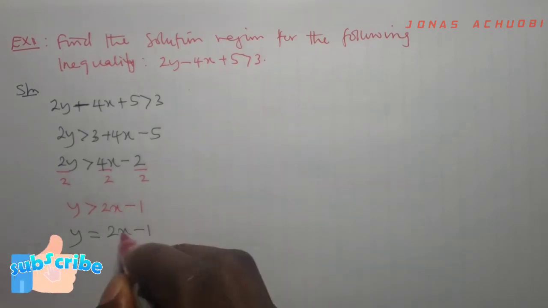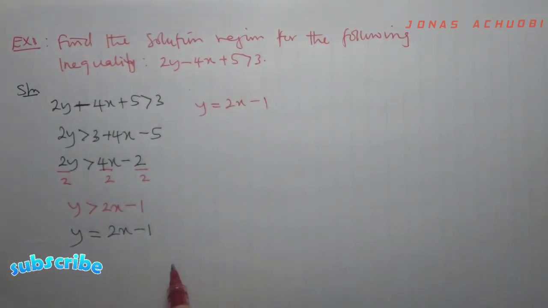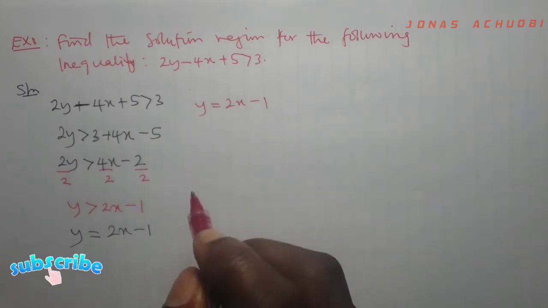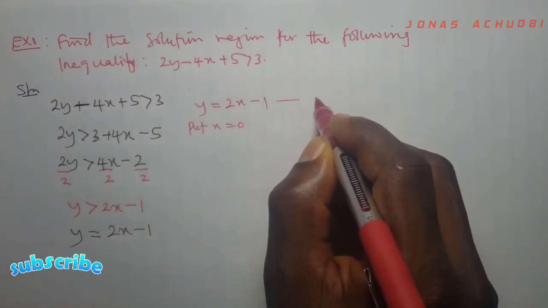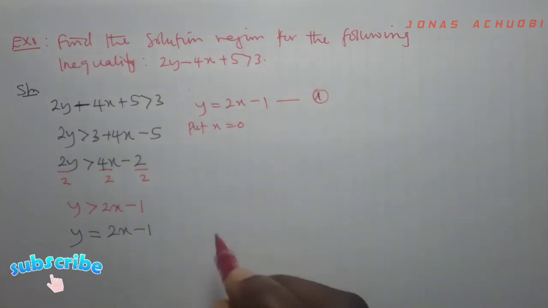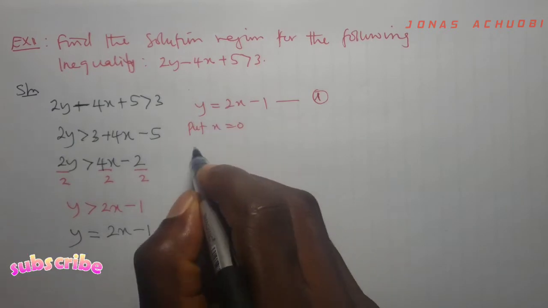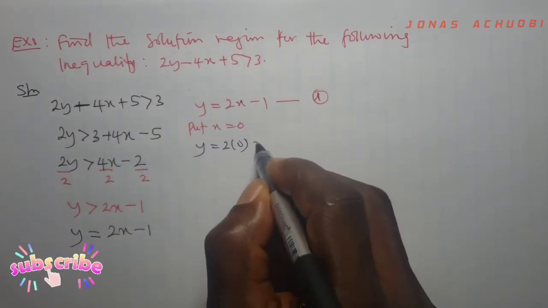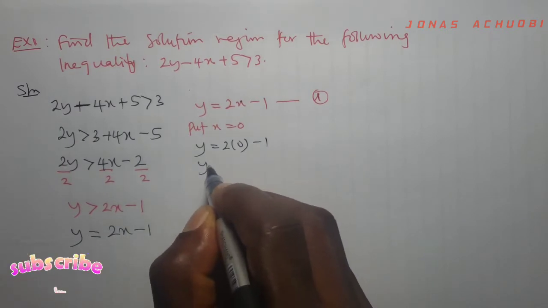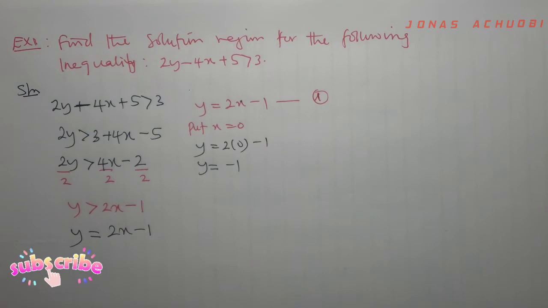Now the line is what? Here we have y equal to 2x minus 1. We want to get 2 points. So to get the first point, I'll put x equal to 0 into this line, which I'm going to call equation 1. If you put x at 0, you have y equal to 2 times 0, since x is 0, minus 1. So y is equal to 2 times 0, which is 0, minus 1. So y is equal to minus 1.